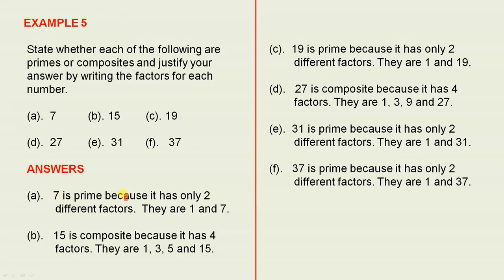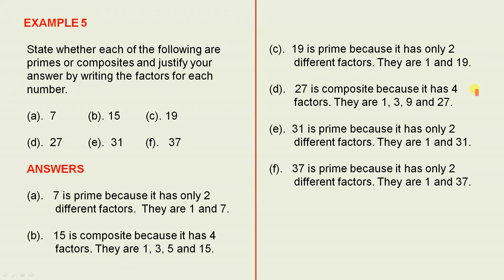7 is prime because it has only two different factors. They are 1 and 7. 15 is composite because it has four factors. They are 1, 3, 5 and 15. 19 is prime because it has only two different factors. They are 1 and 19.